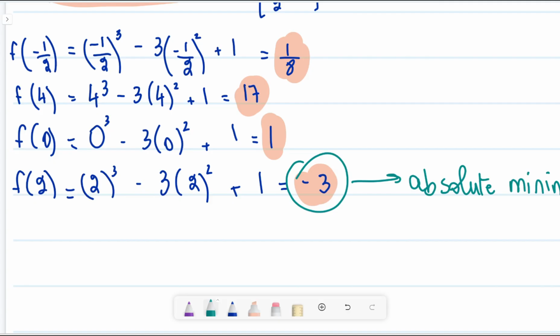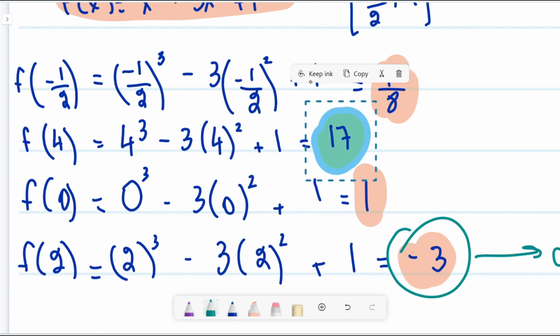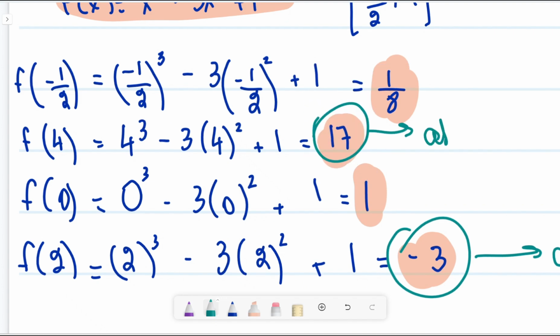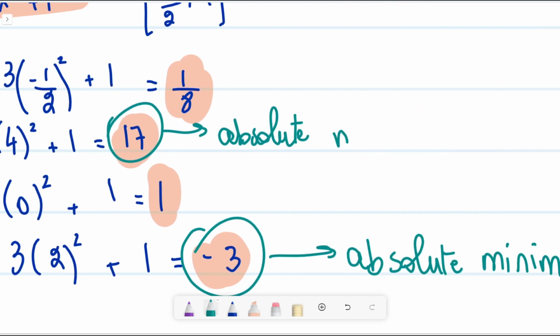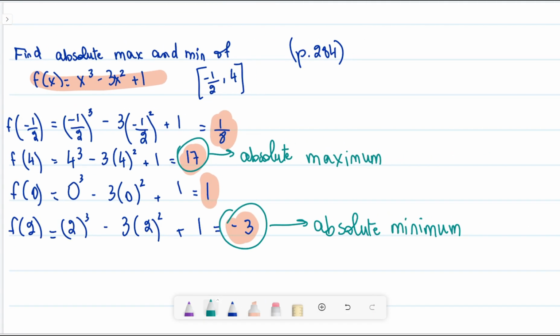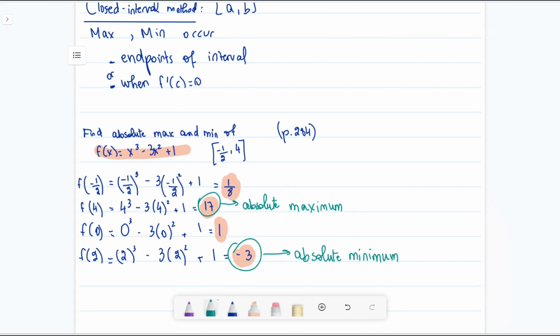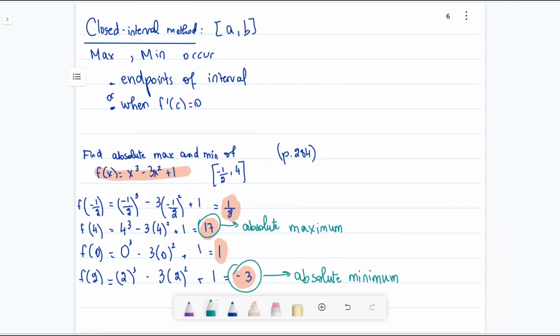Now, which one of the other numbers is the biggest one? It's 17. This means we have an absolute maximum when x equals 4 and f of 4 equals 17. So this, what I did right here, is what we call the closed interval method.